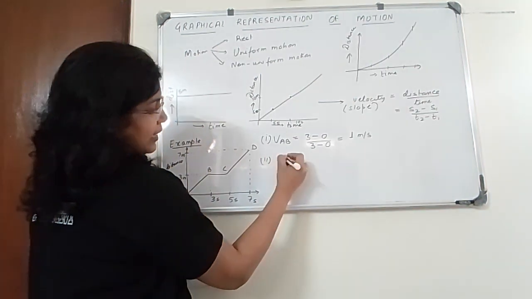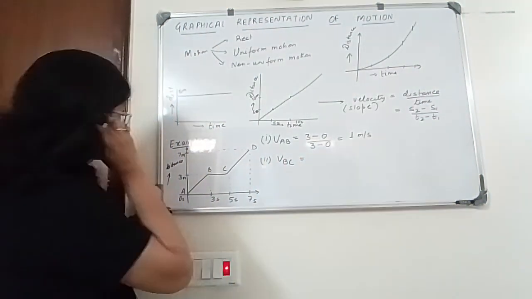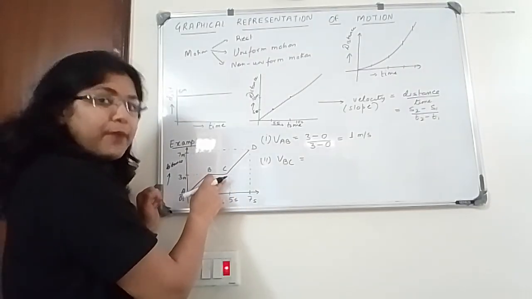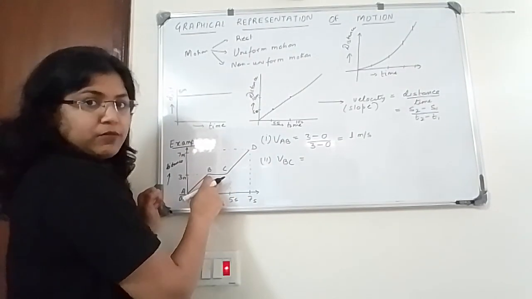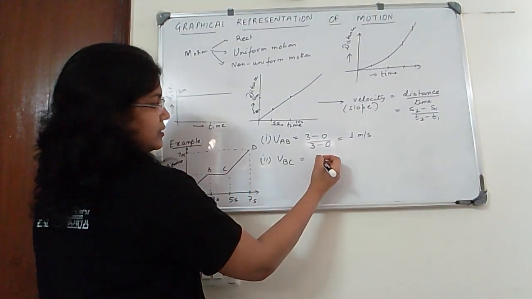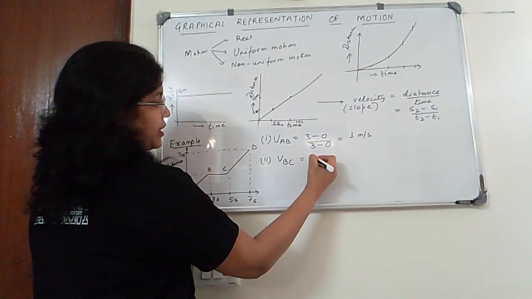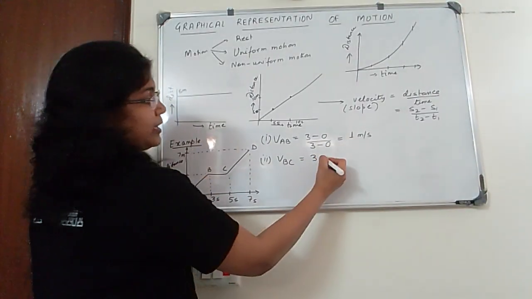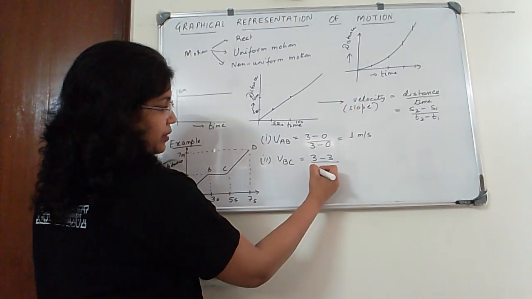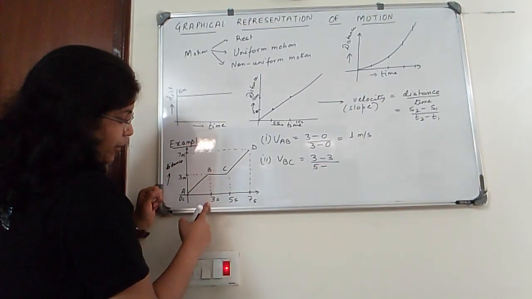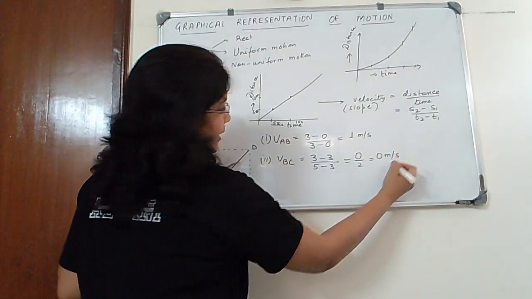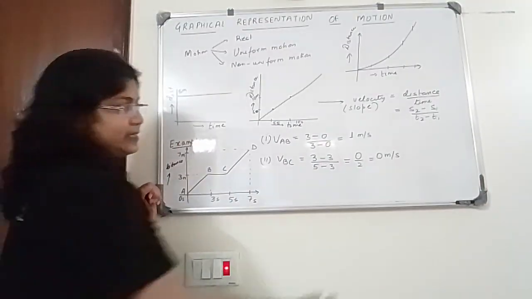Now let us see the second, which is B to C. What is the velocity? As we know, from B to C, the object is stationary. So velocity must come out to be 0. Let us see from the calculations if it matches or not. What is the distance at C point? It is 3 meters. What is the distance at B point? Again it is 3 meters. Upon, what is the time at C point? It is 5. And what is the time at B point? It is 3. So we get 0 upon 2, which is 0 meter per second. So yes, the object is at rest.